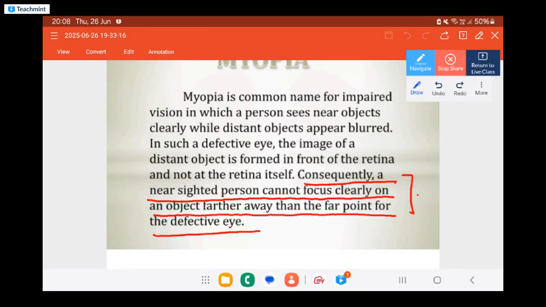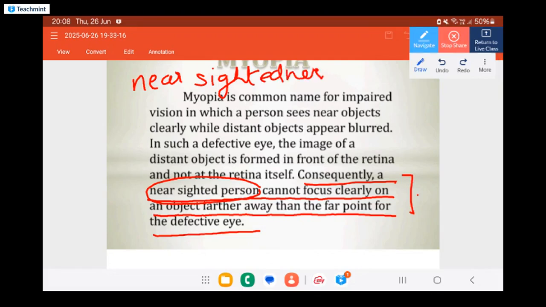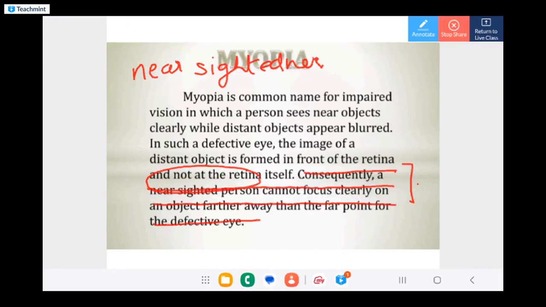This line is shortly to understand. A near-sighted person means this kind of problem is also called nearsightedness. That means he can see the object which is close to him. So myopia is also termed as nearsightedness. You can write this down, everyone. Myopia is also called as nearsightedness.